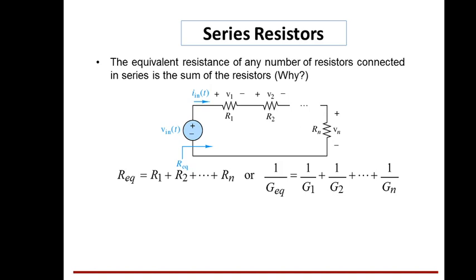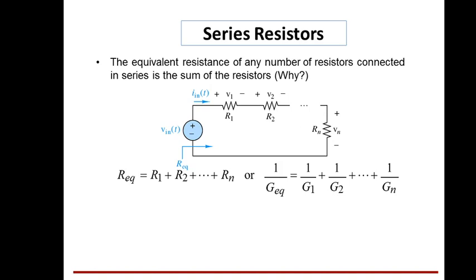Here, how to find R equivalent? That is equal to the sum of the R. That is a known fact. How is it? Just see here, the total input voltage is V in of t, and the total current is I in of t. Already we know that if the elements are connected in series, the current is the same in the entire circuit. Now, if you want to find R equivalent for this circuit, V input by I input is equal to R equivalent. That is the way you need to find R equivalent.